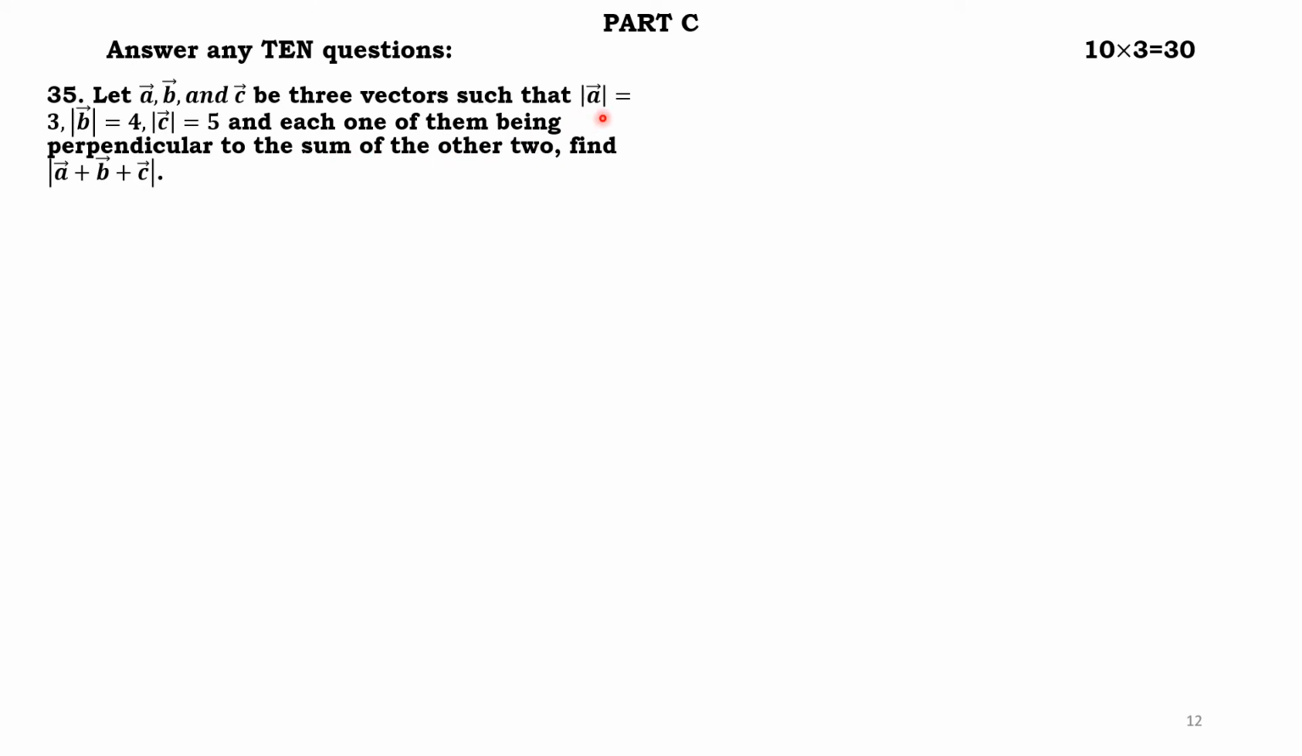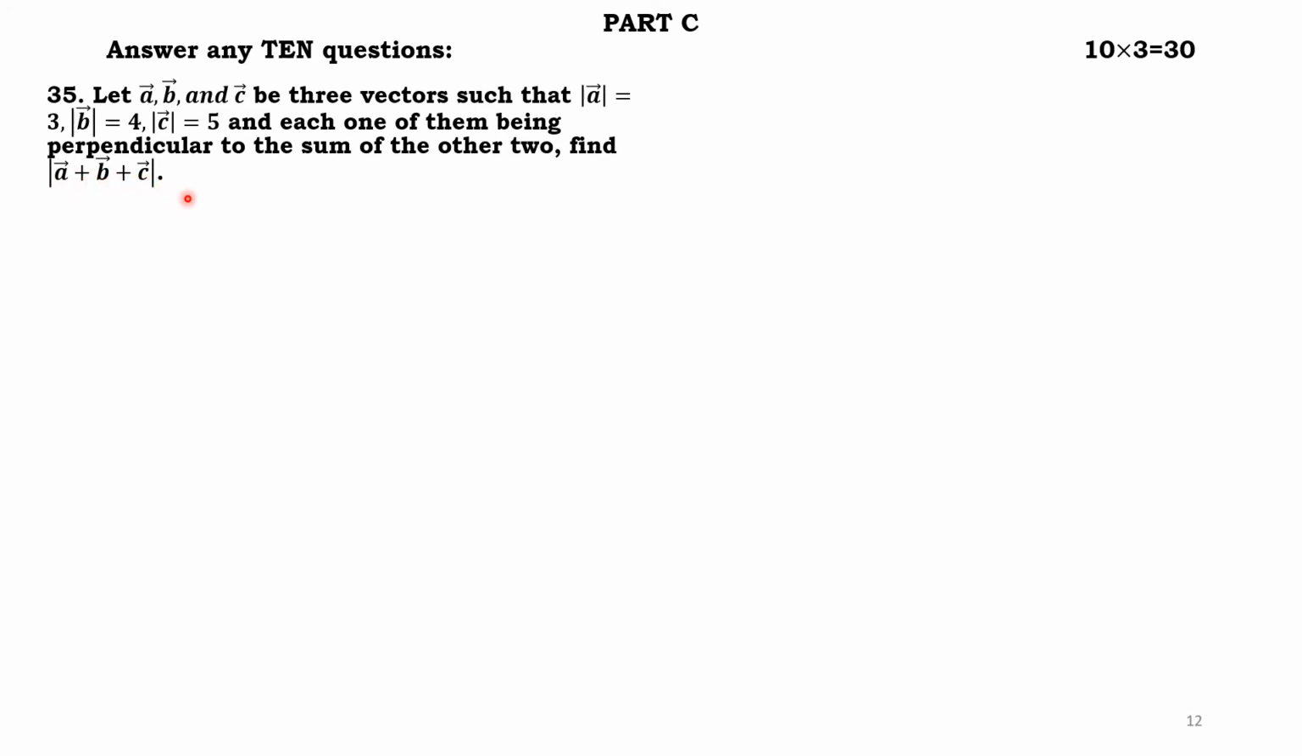That means vector A is perpendicular to the sum of the two, that is vector B plus vector C. Similarly, vector B is perpendicular to the sum of vector A plus vector C. And vector C is also perpendicular to the sum of vector A plus vector B. Please read once again: each one of them being perpendicular to the sum of the other two. In such circumstances, find mod of vector A plus vector B plus vector C.